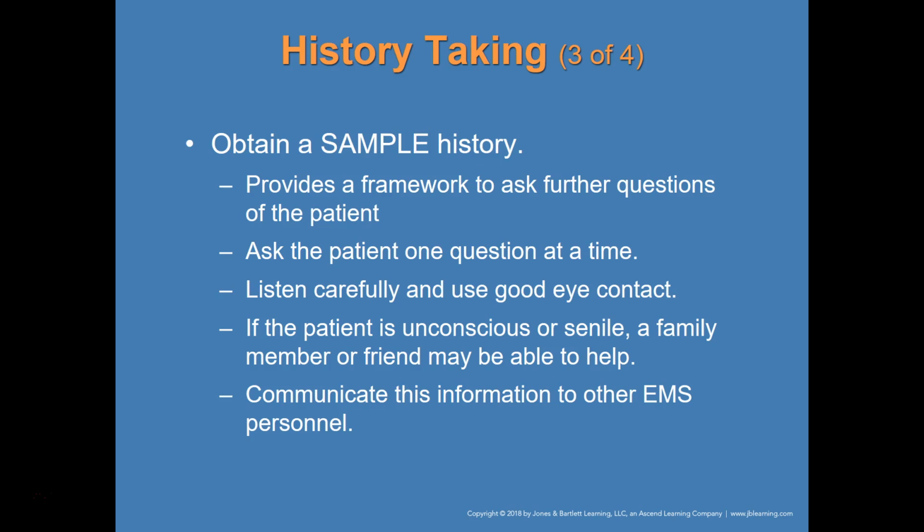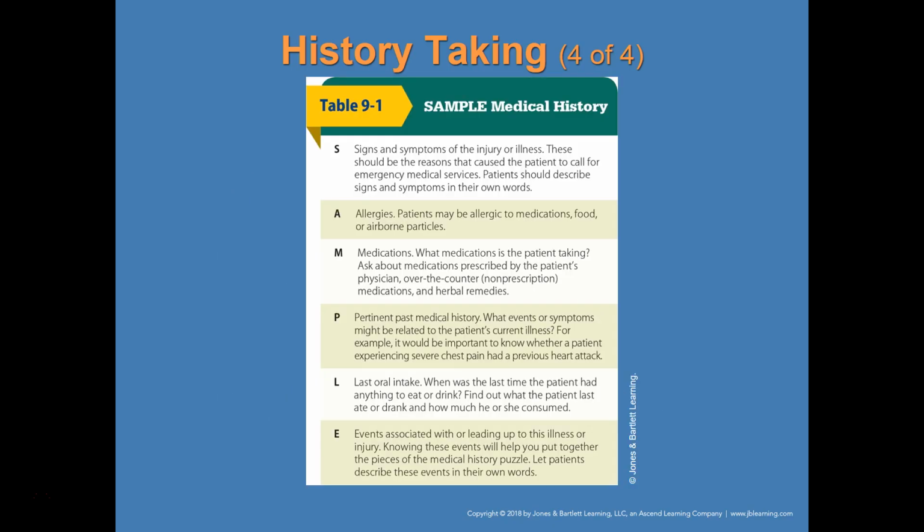We need to ask the patient one question at a time. We need to listen carefully to what they say and use good eye contact. If the patient is unconscious or senile, maybe there's a family member or friend or somebody knows them that can help us. And then we need to communicate this information to the other EMS personnel. So here's our signs and symptoms, here's our sample history. Includes signs and symptoms. This is the reason that they were called, that EMS was called.